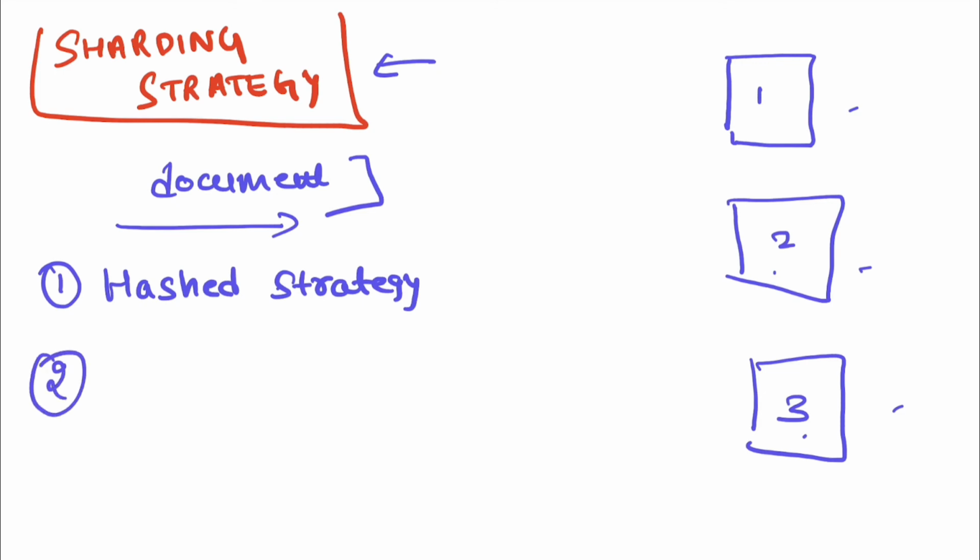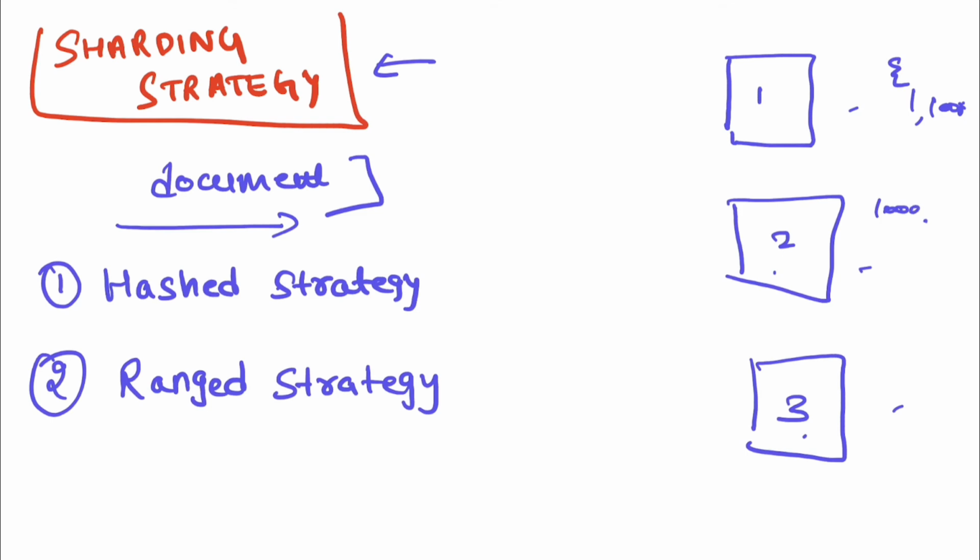Second would be ranged strategy. Ranged shard strategy is where you assign a particular range of documents. You define ranges on a particular field in those documents, and those ranges will go to particular shards only. Let's say you have an ID column, and you want to say that ID 1 to 1000 will go here, 1000 to 2000 will go here, and 2000 to 3000 will go here. So you can have a ranged strategy on your document, where you define a range on a particular field, and the documents are distributed based on a certain range.